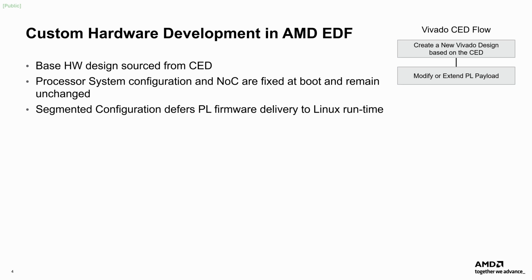Segmented configuration refers to booting the PS first and deferring the PL firmware to boost the Linux boot time. The deferred PL firmware allows the programmable logic to be reconfigured while maintaining the existing processor system and NOC configuration. The base hardware design is sourced from the Embedded Common Platform Configurable Example Design (CED) and is integrated in the boot firmware and Linux image.